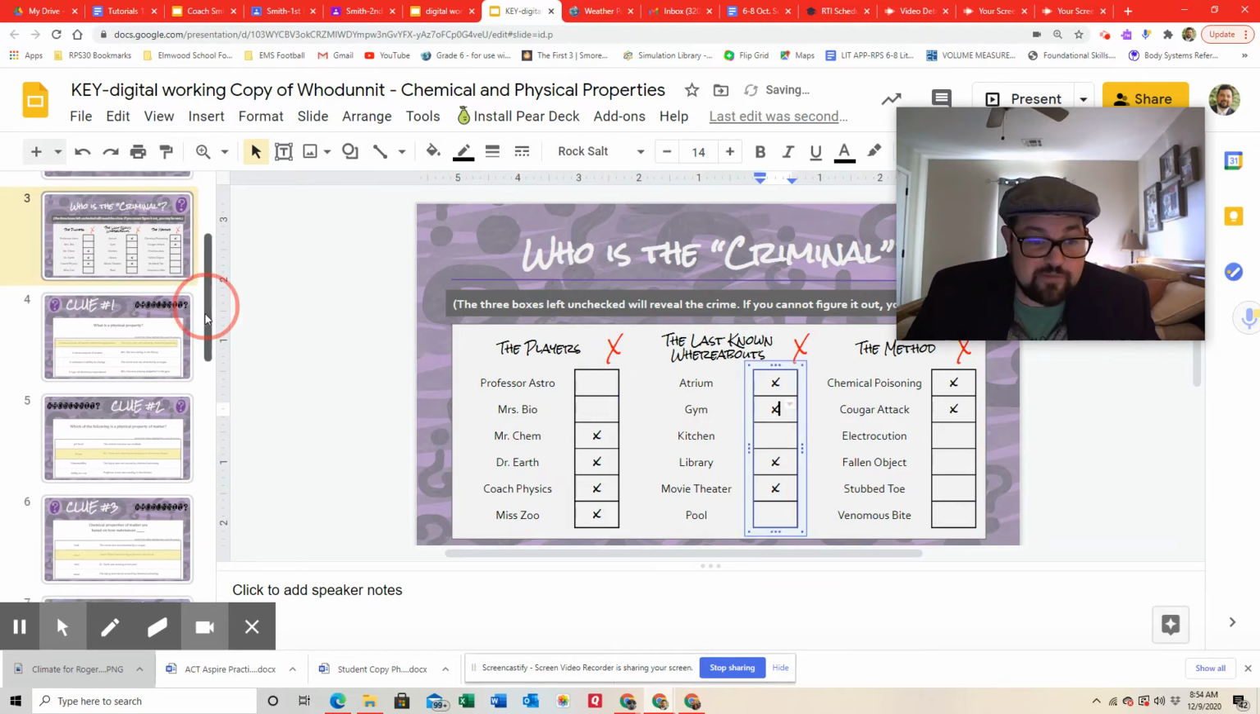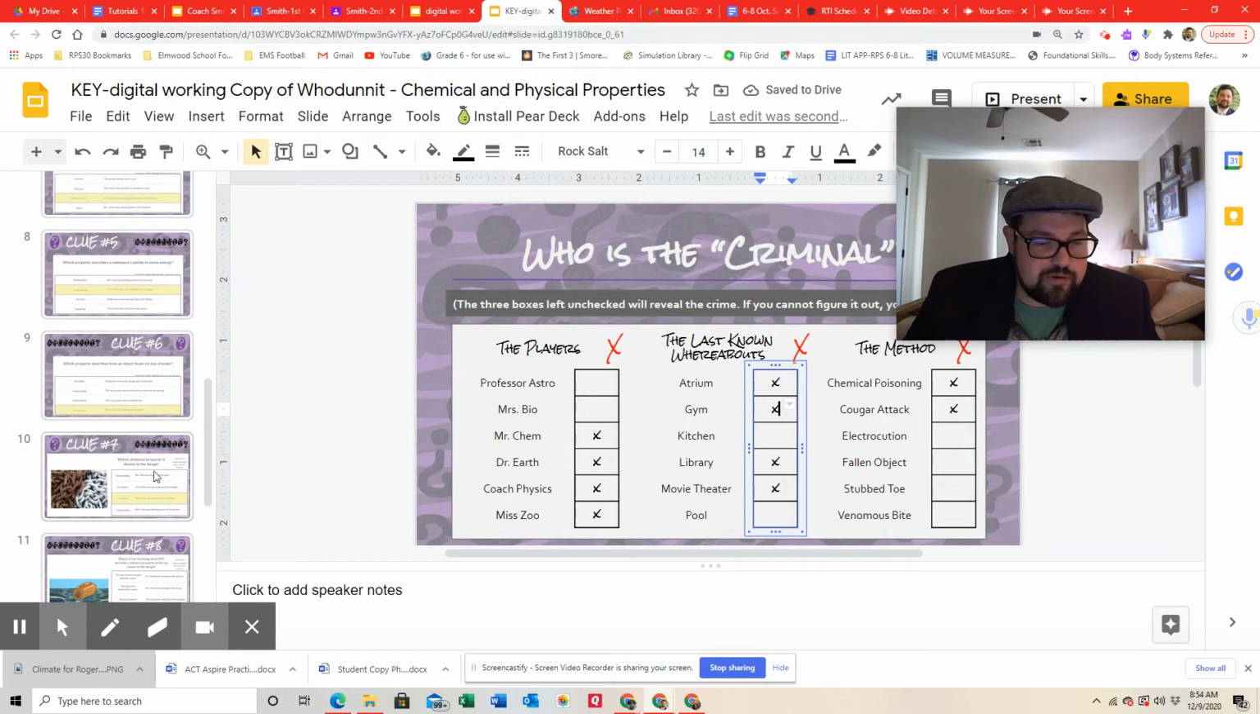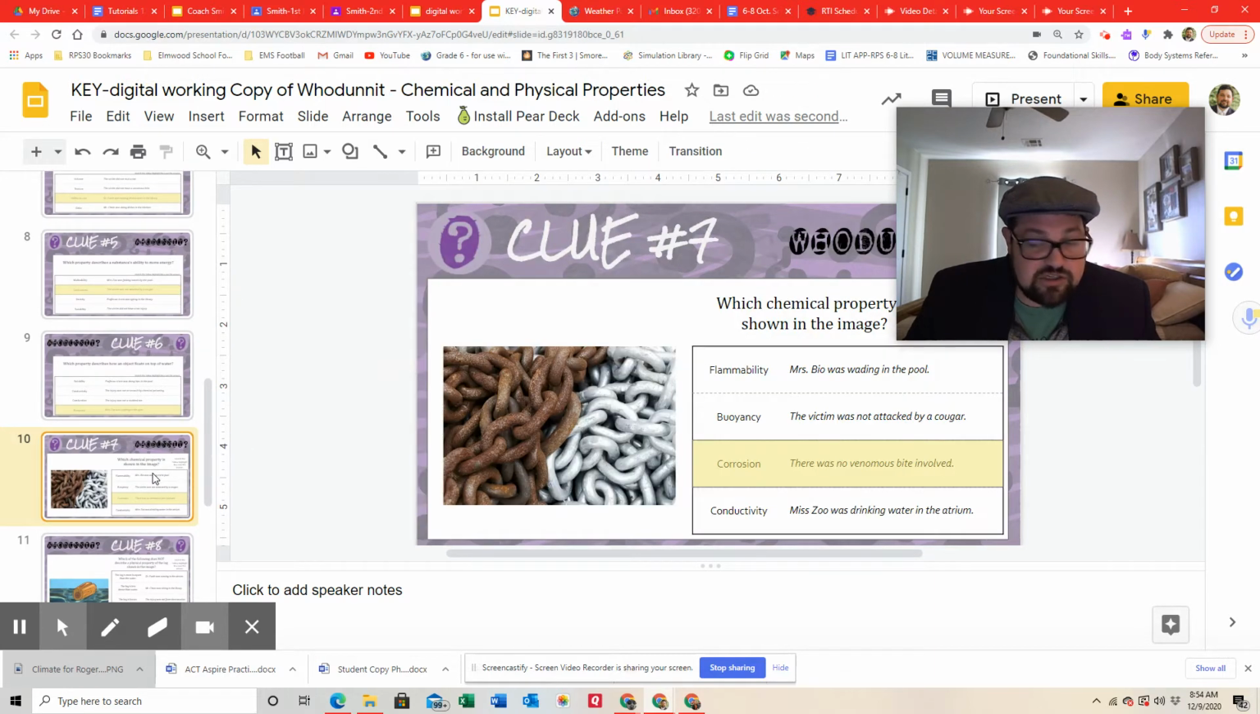Don't know what she's doing, but she's jumping. So could be jump rope, could be jumping to conclusions about who done it.